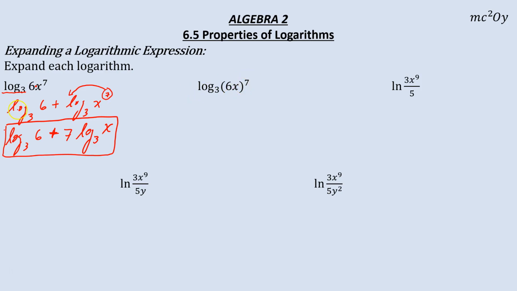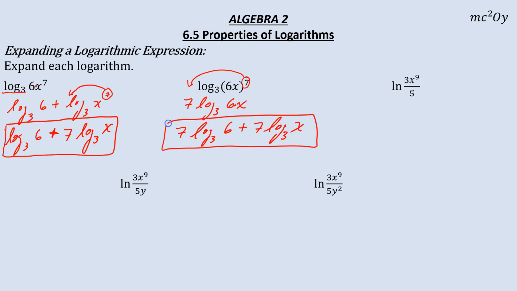So rather than breaking it apart using addition and then applying the power property, in this situation you would apply the power property first. So you'd have 7 log base 3 of 6x. Bring that power out and then break apart using your addition. That becomes 7 log base 3 of 6 plus 7 log base 3 of x. Okay, so note those two.